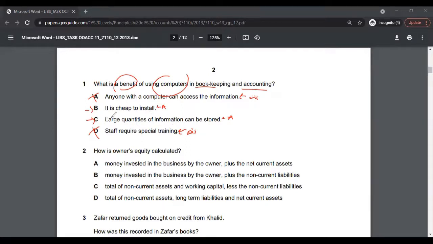The answer to multiple choice 1 is actually option C, because cheap to install is an advantage in terms of cost. We are concerned about the advantage in terms of use. Therefore, the correct answer to multiple choice 1 is option C.